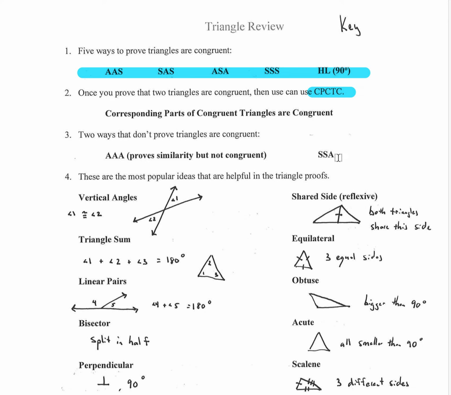Reminder, the 2 ways that don't work are ASS and certainly angle, angle, angle. Remember, angle, angle, angle, the triangles are similar to each other. They're in the same proportion, but they're not actually the same.